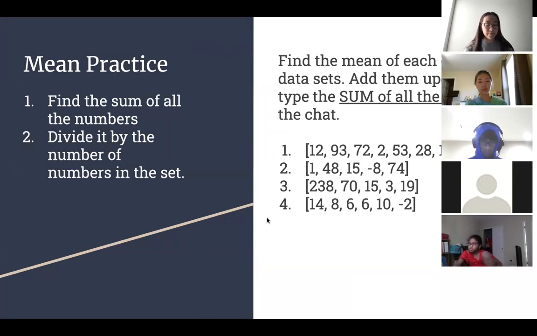Okay, I forgot to mention this, but you can use a calculator for this just to speed it up because we're practicing mean, not addition.